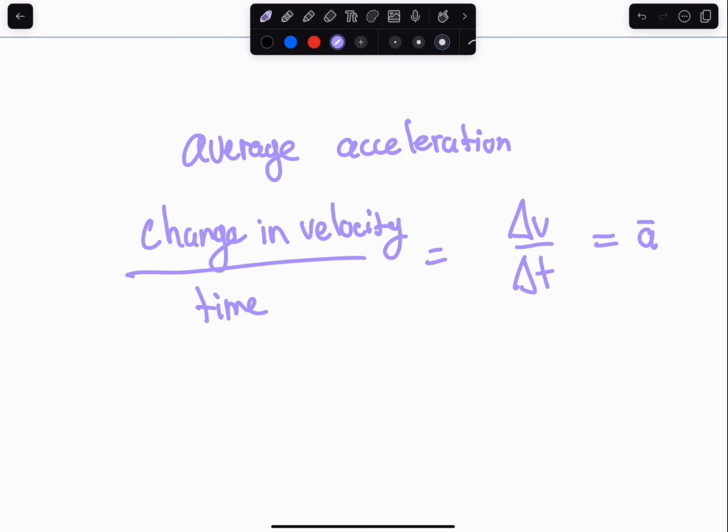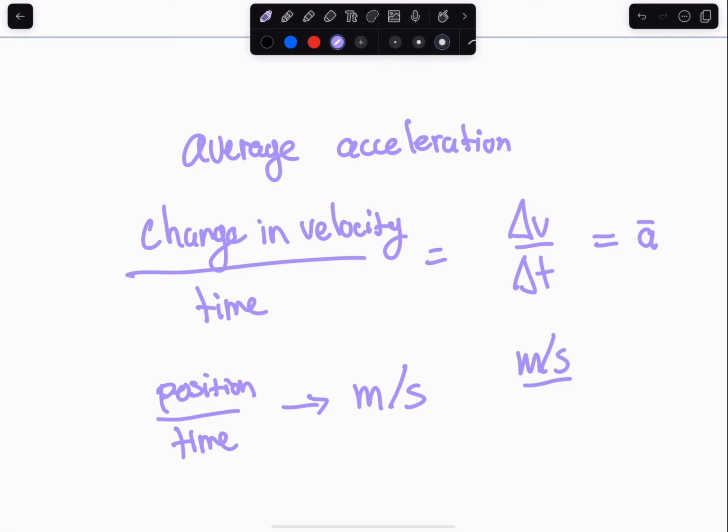But what about units? With velocity, it was quite simple. Position over time pretty much directly leads to meters per second, a very common velocity unit. But for acceleration, it's meters per second over second. Now what's that? Well, this simplifies to meters per second squared. It's a strange unit and one that will take some getting used to, but I guarantee it will become easy.